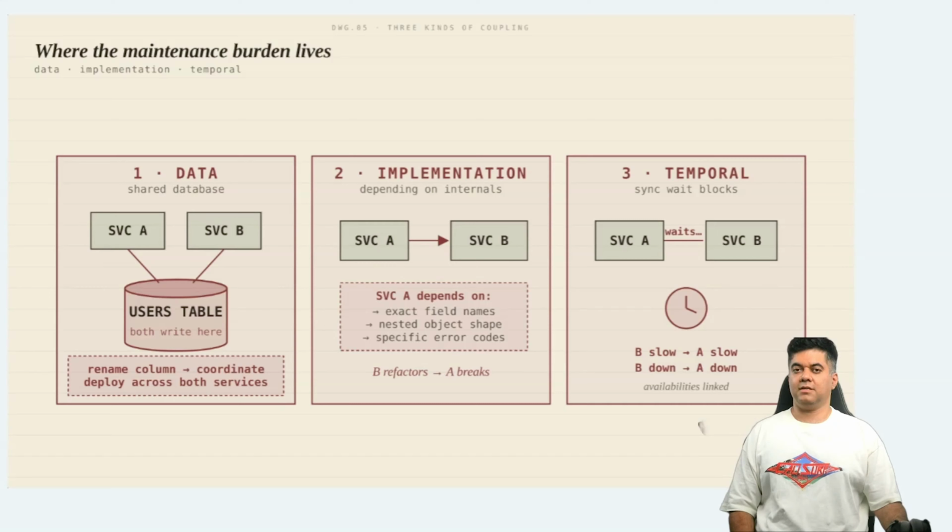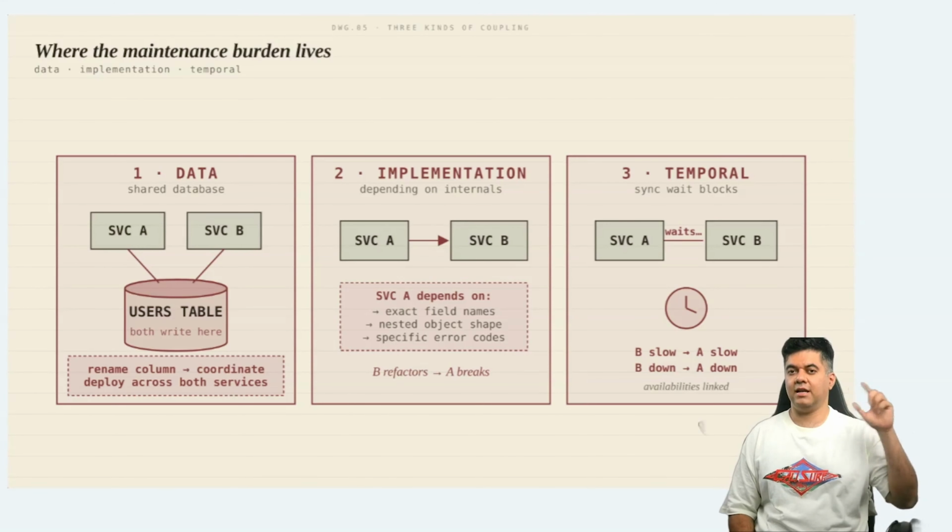The next kind is implementation coupling. Service A calls service B, but instead of calling a clean interface, it depends on the internal structure of B's response. For example, which fields are in which nested object, the exact error codes that B returns, or the order of items in a list itself. If B's team refactors their internals, A will break. A is coupled to B's implementation and not just its contract.